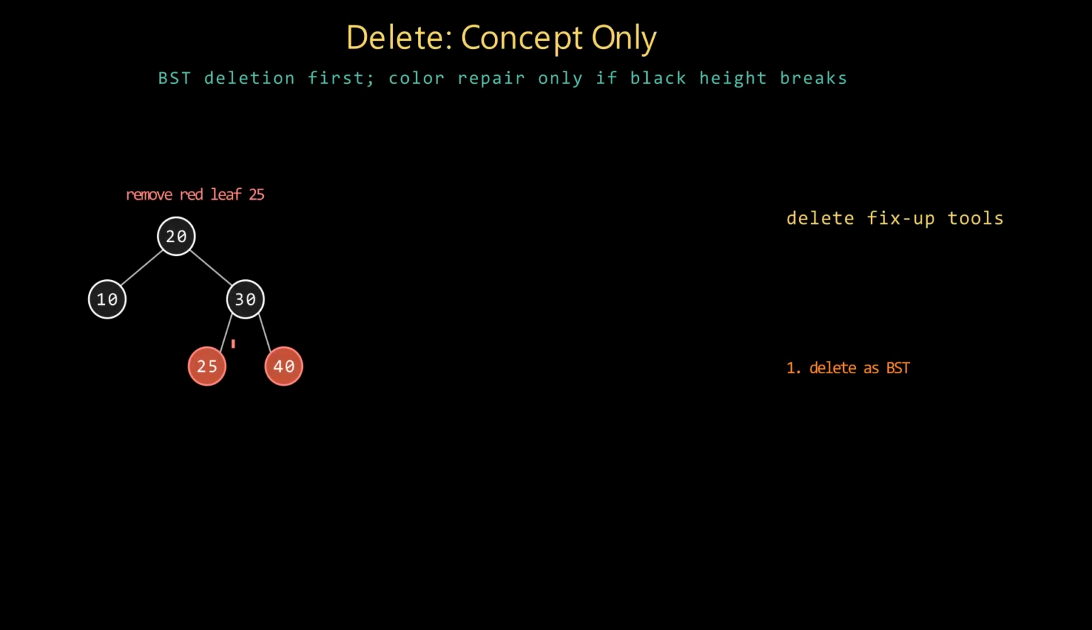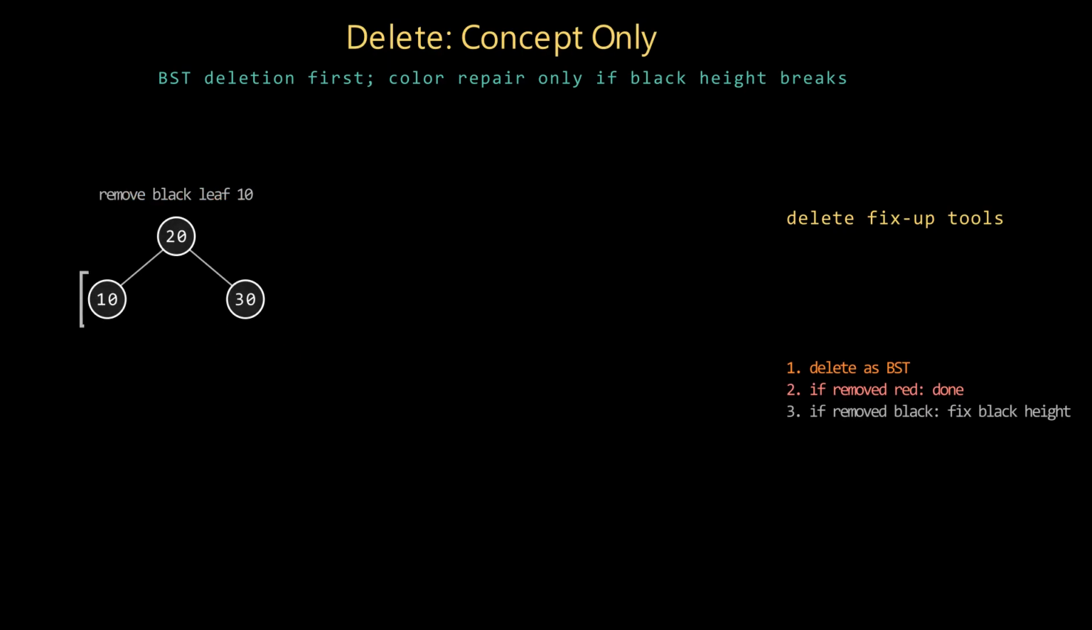Deletion starts like ordinary binary search tree deletion. Find the key, and if needed swap with its successor so the actual removed node is simple. If the removed node is red, deletion is easy. A red leaf does not contribute to black height, so the red-black rules stay intact.